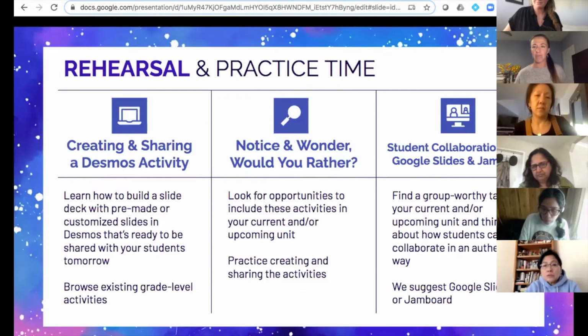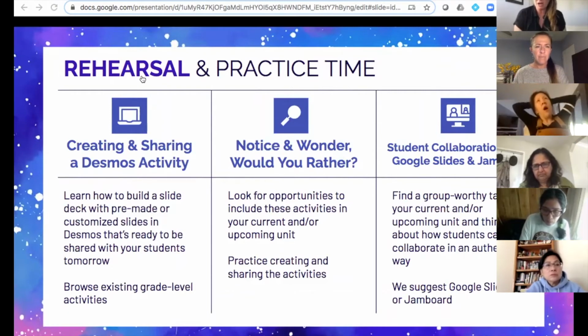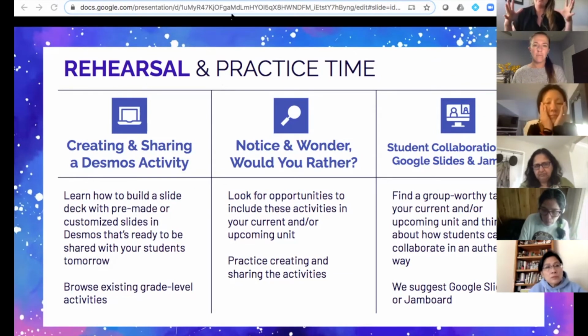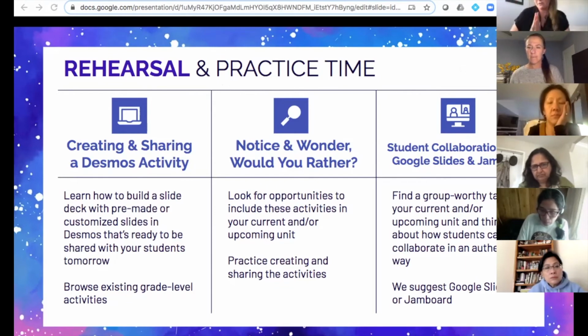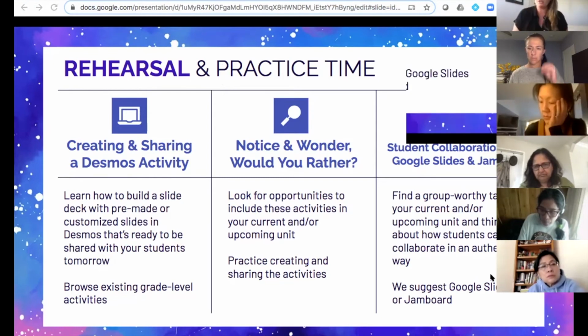I'm going to let Solana talk briefly about this next step. All right, so we're just about to take a quick little stretch break, but before we do, we wanted to get organized of how we want to spend the rehearsal and practice time that we'll do in a little bit. We've built in these three sections that you could choose to work on. We've done the first two already. We've done working on a Desmos activity, and we've experienced notice and wonder and would you rather.